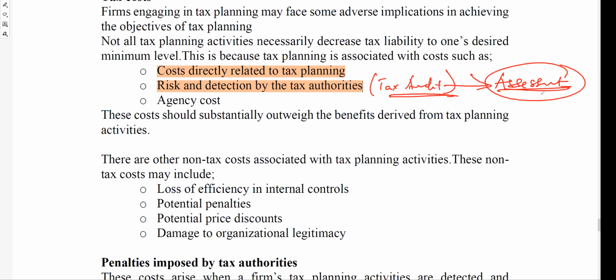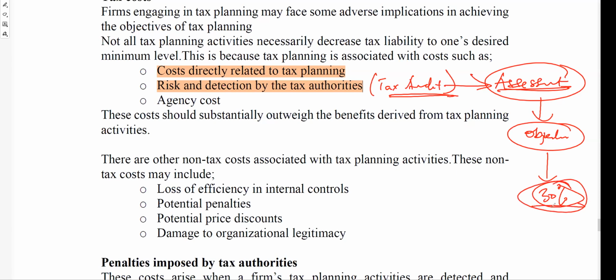True. And immediately there's an assessment and you go and raise an objection. Whether rain or shine, you must pay 30% before they hear your plea. True or false? True. No matter the tax planning that you do, if you do and you do and you do, and your name gets held by GRA, definitely you still pay off that 30%.